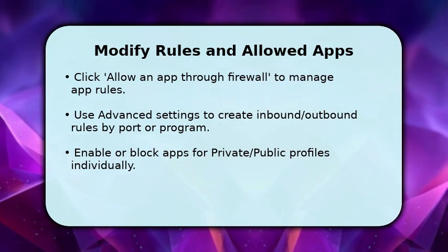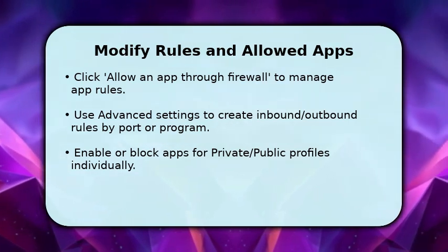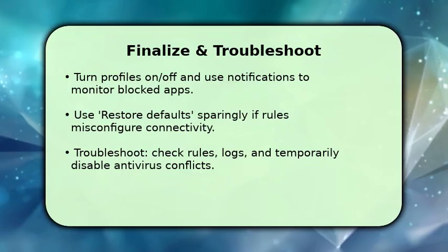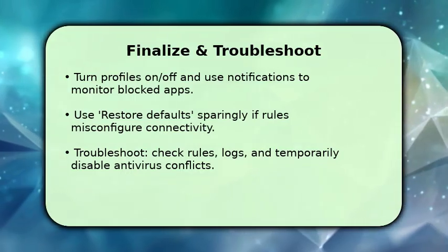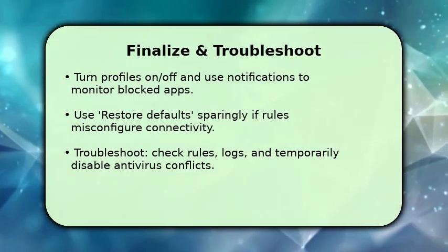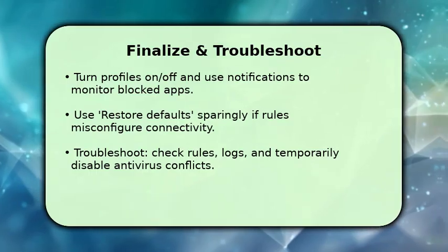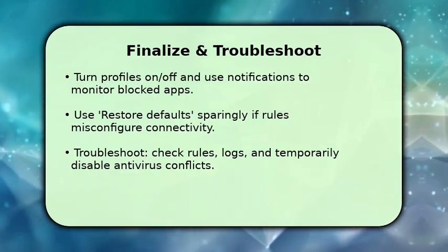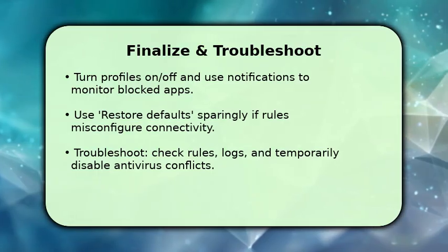Toggle profile switches as needed and enable notifications so you see blocked app alerts. This helps you catch unexpected denials. If connectivity breaks, use Restore defaults only after documenting current rules. It resets custom rules, but often fixes misconfigurations.